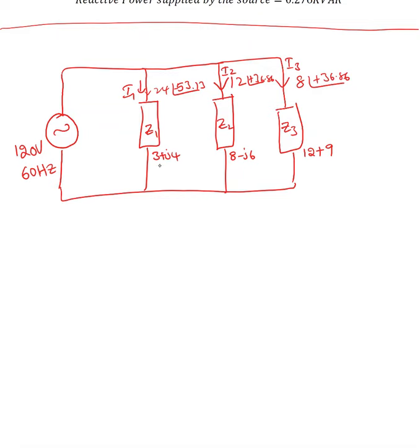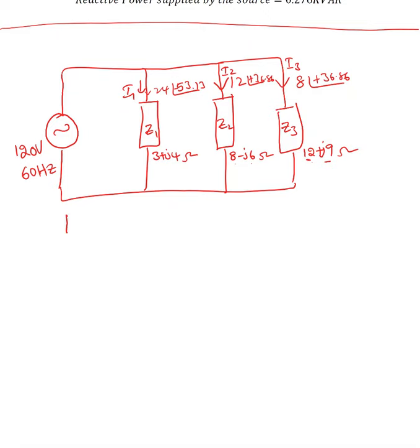So load 1 has an impedance of 3 plus J4 ohms. Load 2 has 8 minus J6 ohms. Load 3 has 12 plus J9 ohms. Okay, so this is resistance and inductive reactance, resistance and capacitive reactance, resistance and inductive reactance. Whenever you see plus J, it is inductive reactance, minus J, capacitive reactance. So for each and every load, we're going to find the complex power.